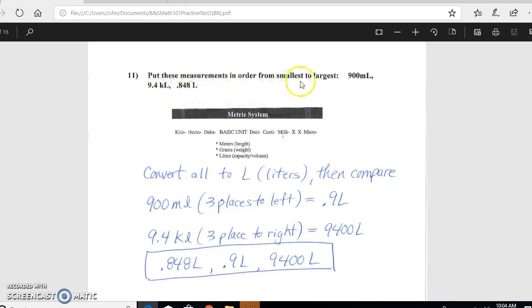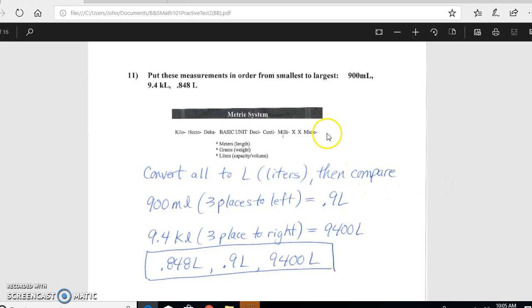And as they are given to us here, we're not sure which ones are larger or smaller, and so we want to convert all three of them to liters, and that's what I'm stating here. We need to convert all of them to the same unit of measure, to liters, and then we'll be able to compare them.